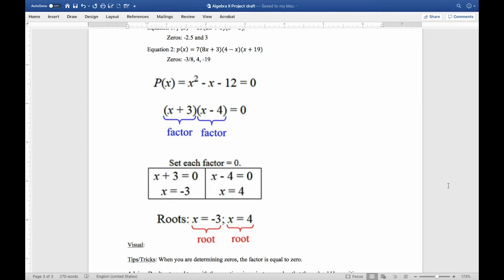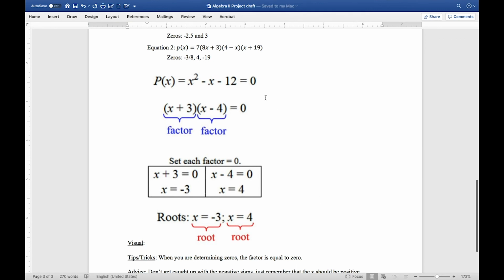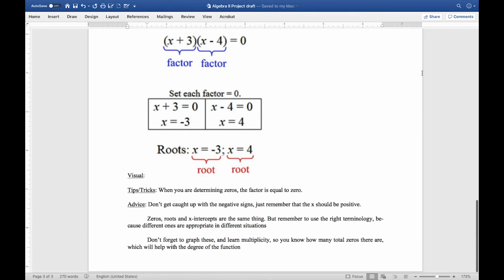Here, I didn't show you how to do it in standard form, so just ignore the top part. Once it goes from here, x plus 3 and x minus 4 equals 0, you set each factor to 0. Then x plus 3 equals 0, so you subtract 3, and x equals negative 3. For x minus 4, x equals 4. So your roots would be x equals negative 3 and x equals 4.